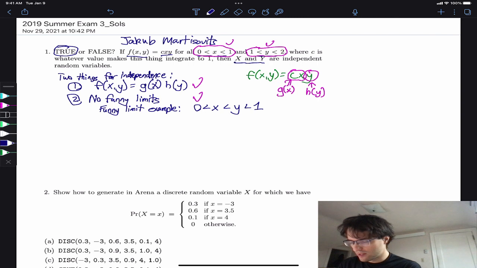And what's an example of something where they're not independent?